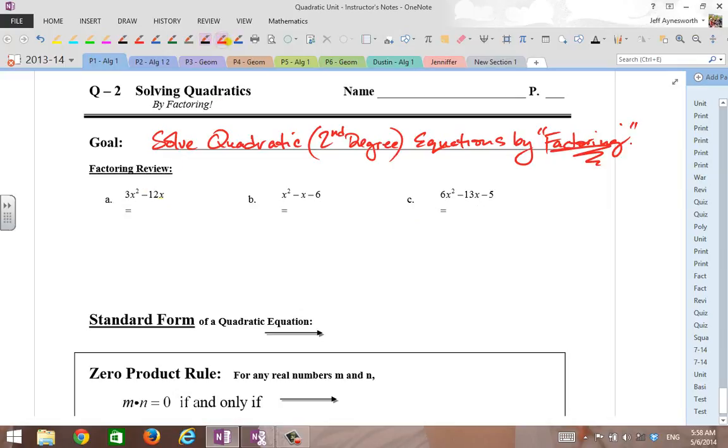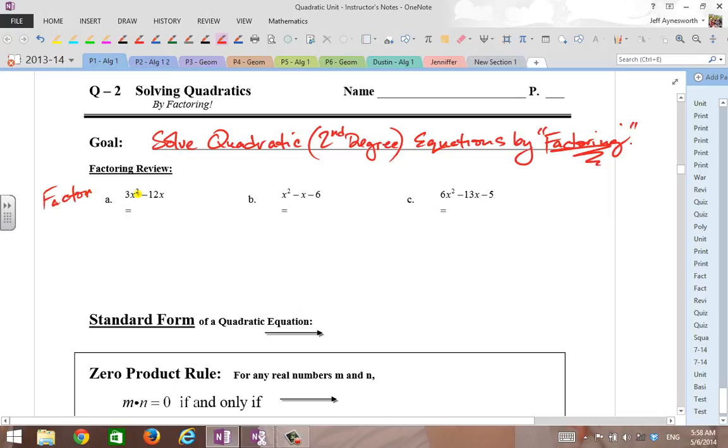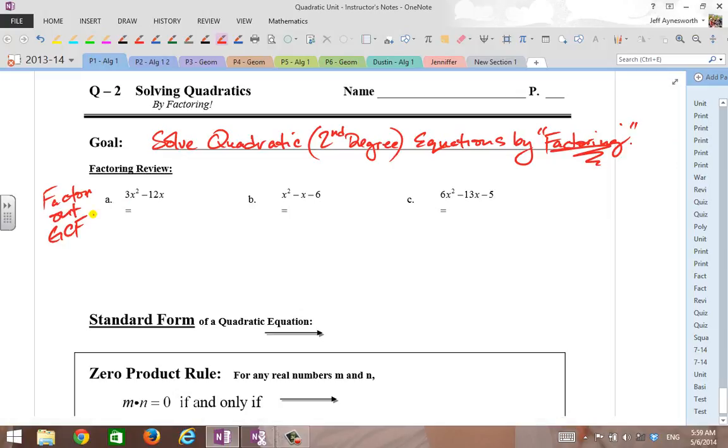Now this first one here, I noticed that they have a GCF in common. I see that they have a 3 in common, they have an x in common. So what we're going to do is factor out the GCF. Whenever you see there's a common factor, factor it out. So write down: factor out GCF. That's the very first thing we do in all polynomials when we're asked to factor.